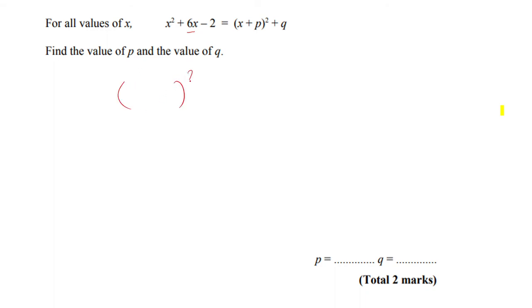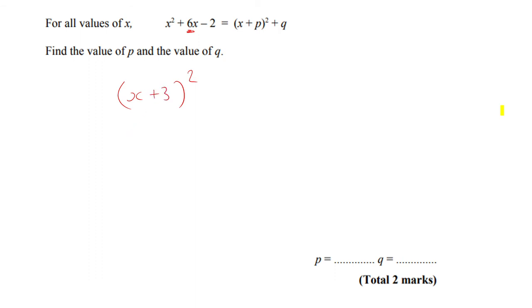That bracket gets squared, and inside the bracket goes an x. So hopefully you have some kind of knowledge already about how to go about this. The number which joins the x in the bracket will be the coefficient of x, so that positive 6, but divided by 2, so it'll be half of 6, so it'll be a positive 3. So inside the bracket, it'll be an x plus 3.